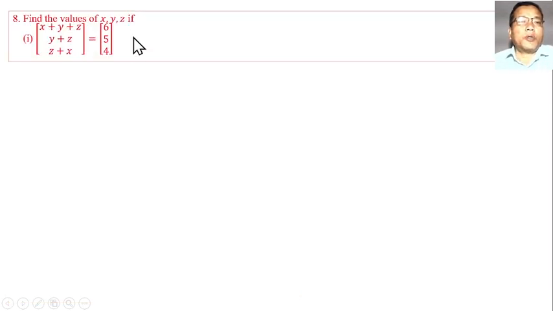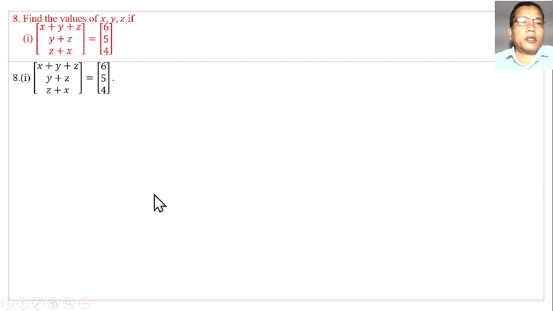Find the values of x, y, z in these two matrices. Matching the corresponding elements: x equals 1, y plus z equals 5, x plus z equals 4, and so on.